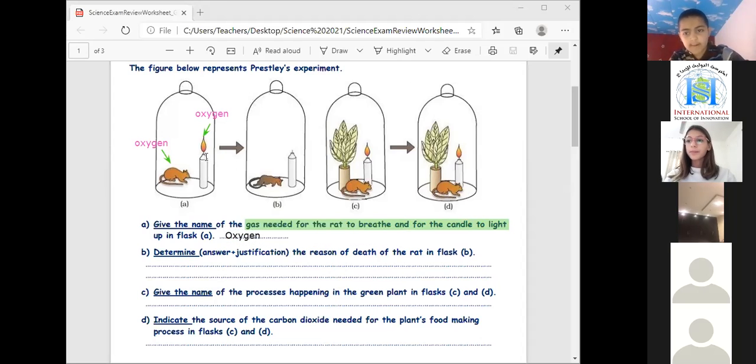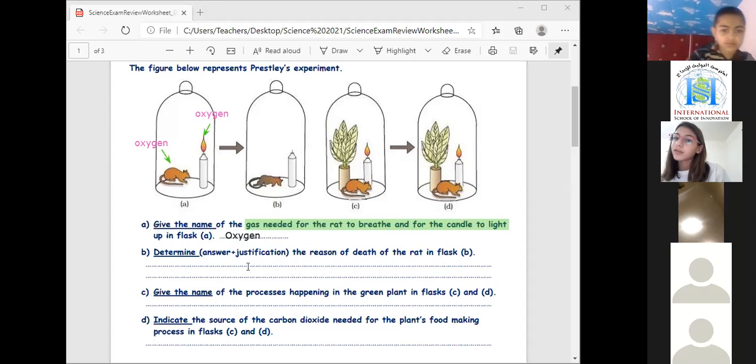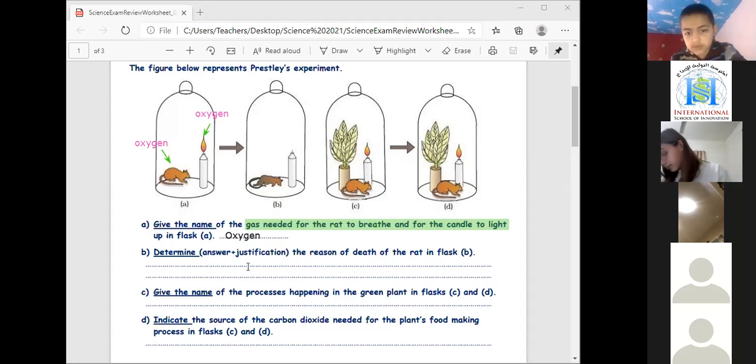After a while, they closed the flask, the rat died, and the candle is off. What happened? They were both using oxygen and releasing carbon dioxide. The flask is closed. There's no more oxygen. They ran out of oxygen.